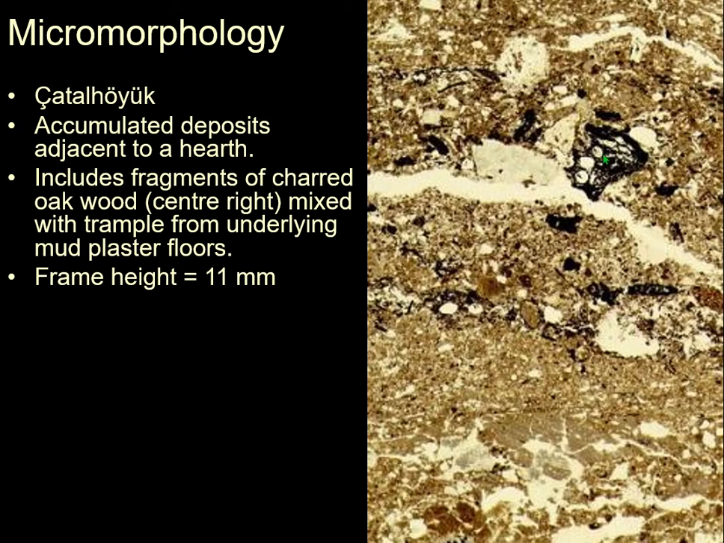And the deposit adjacent to a hearth. There was a lot of microstratigraphy done at Çatalhöyük. It was very important work. It includes fragments of charred oak wood. There you go. And mixed with trample from underlying plaster floors. What this is down here, actually.